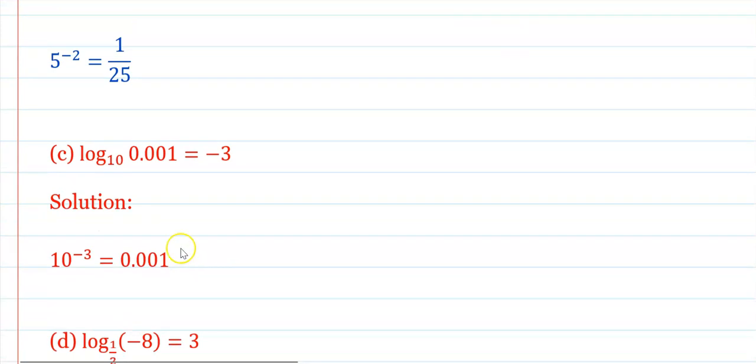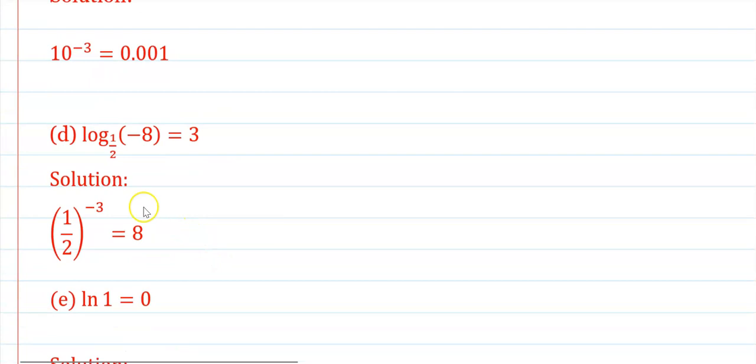Okay, now the next is log of 0.001 to the base 10 is equals to -3. And again we will convert it into the exponential form, that is 10 raised to -3 is equals to 0.001.